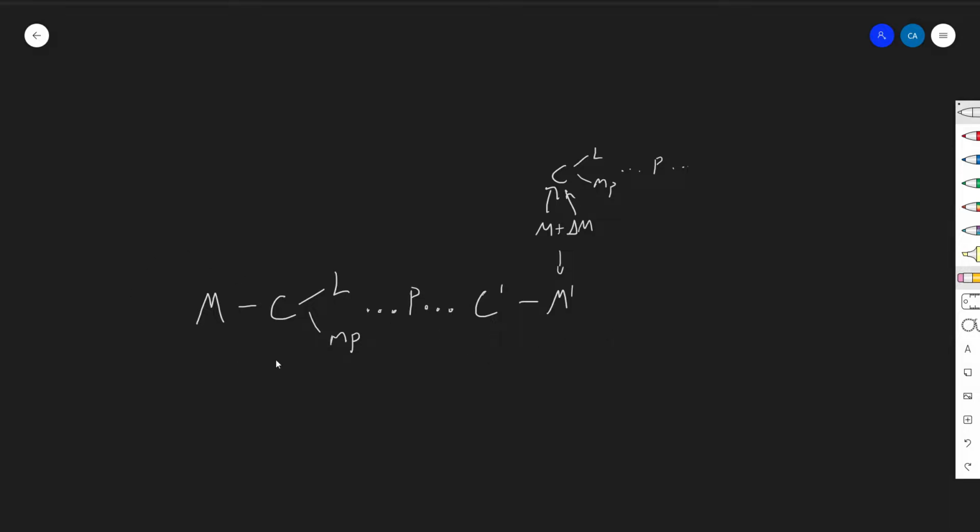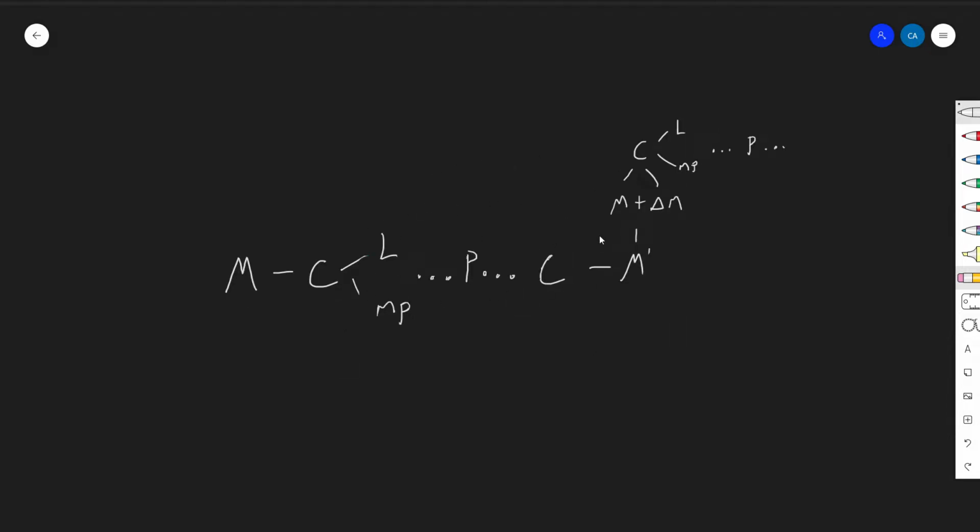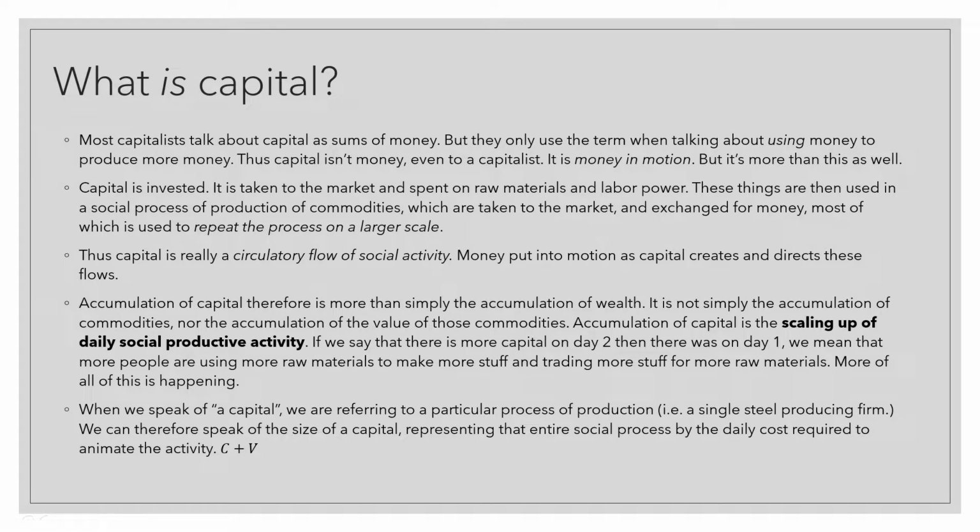And so this is a social process that can recreate itself. This is a social process that reproduces itself, as long as all of the other social processes also reproduce themselves. So you have to have a lot of things going right in a lot of different versions of this flow all at once. And so that's capital. What we call capital is really a circulatory flow of social activity. Money put into motion as capital creates and directs these flows.